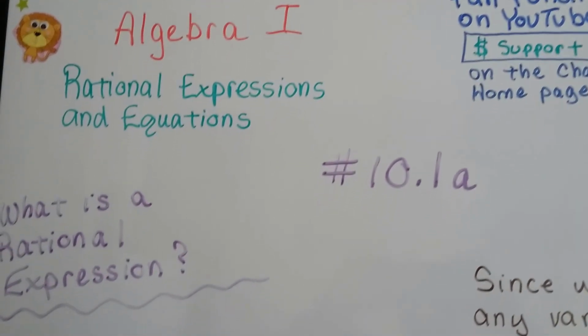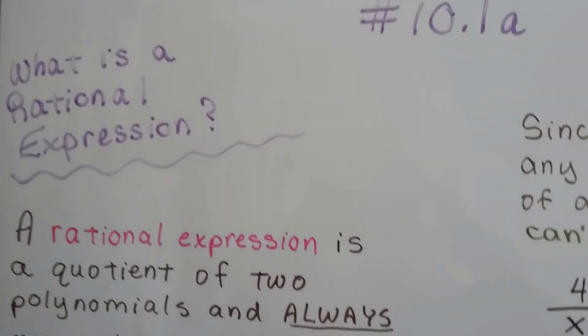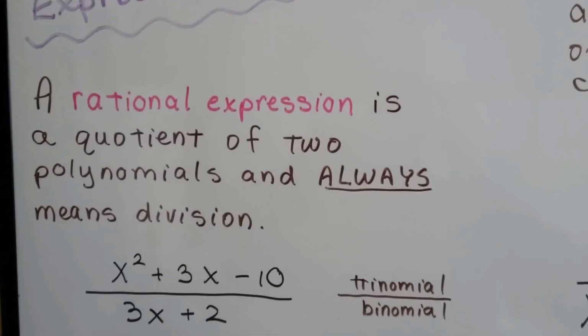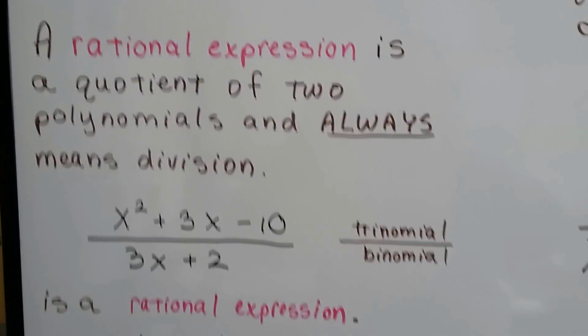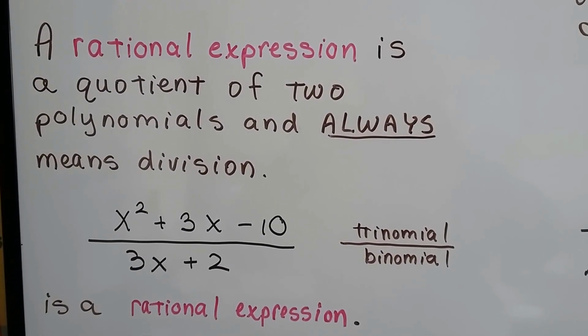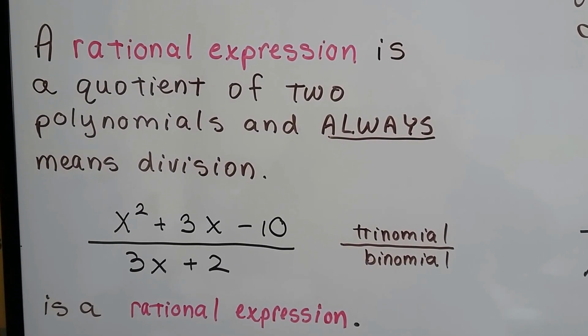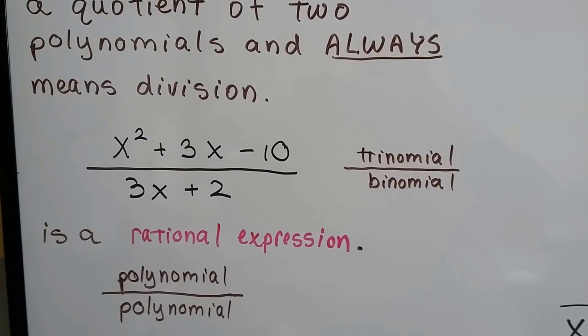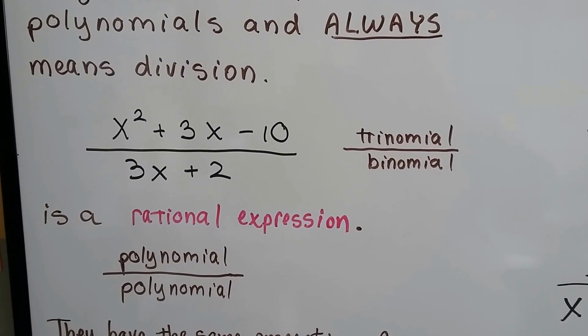Algebra I 10.1a. What is a rational expression? It's a quotient of two polynomials. It always means division. So this is a rational expression, x squared plus 3x minus 10 over 3x plus 2. It's a trinomial on top of a binomial. It's a polynomial on top of a polynomial.